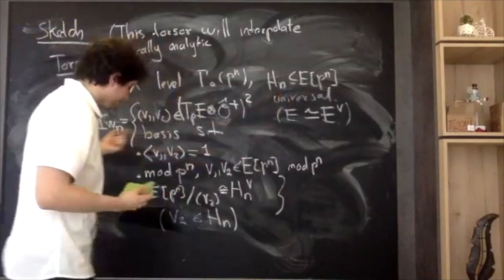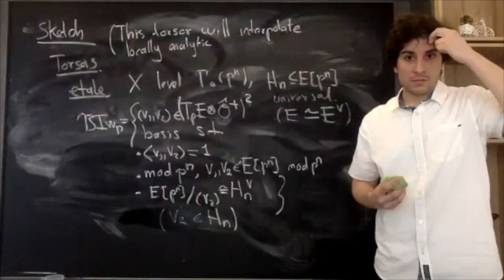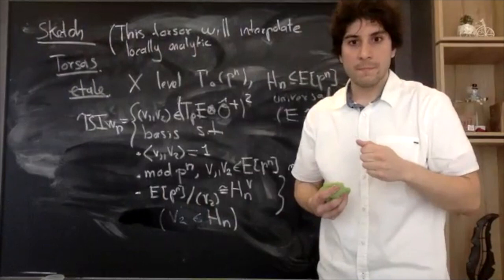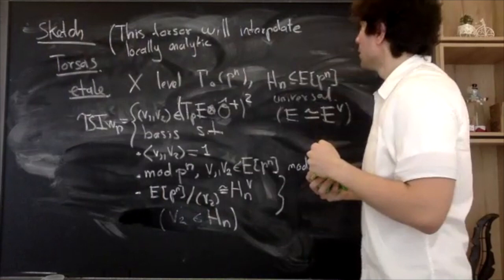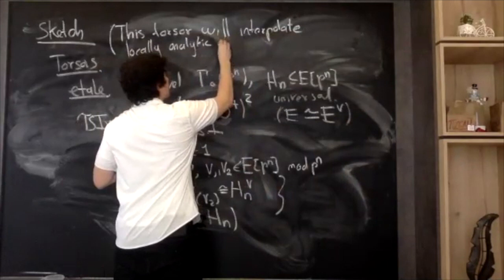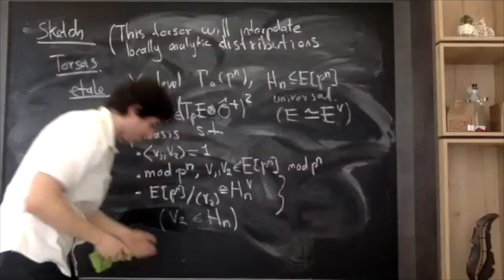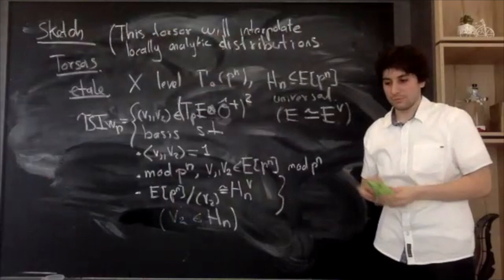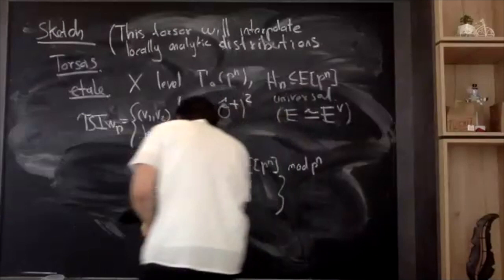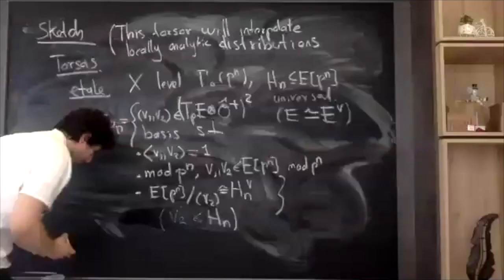You started to say something and you got interrupted. So do you want to finish up there? You wrote something: this torsor will interpolate locally analytic distributions. So this torsor is going to interpolate these locally analytic distributions, which are this completion of the Verma model. The one which is going to play is the part of the coherent cohomology.